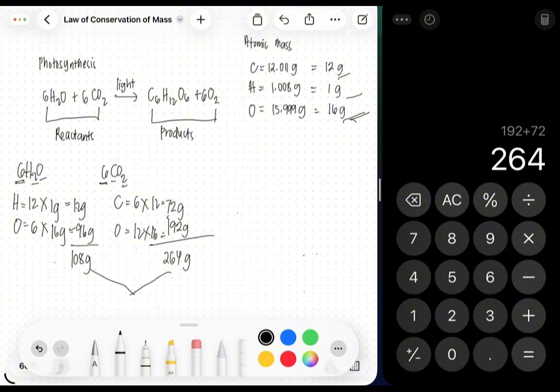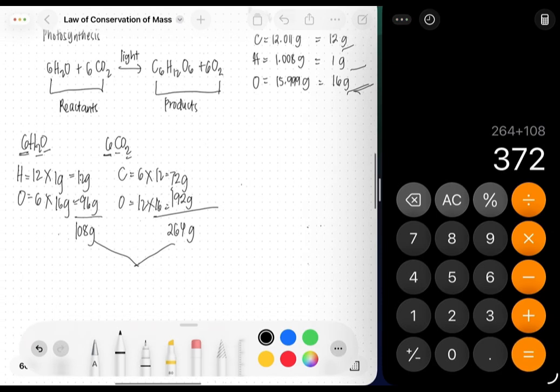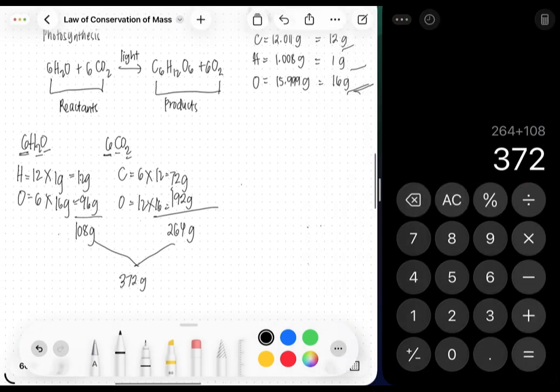We just need to add this, we get 372 grams of total mass of the reactants.